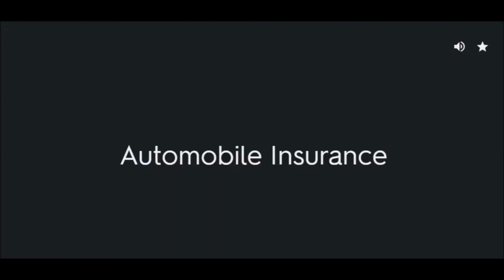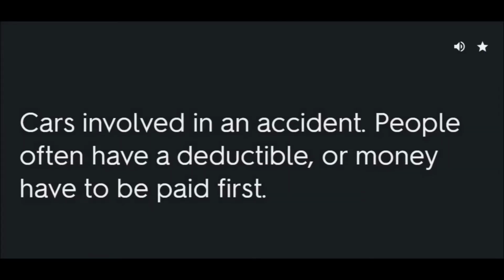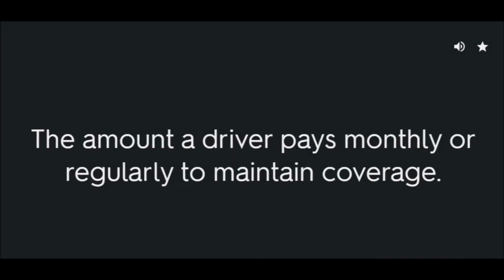Automobile insurance: covers drivers in the case of an occurrence that causes some sort of damage or harm. Liability coverage: protection against injuries suffered by others on your property or as a result of your actions. Collision coverage: cars involved in an accident, people often have a deductible or money they have to pay first. Premiums: the amount a driver pays monthly or regularly to maintain coverage.